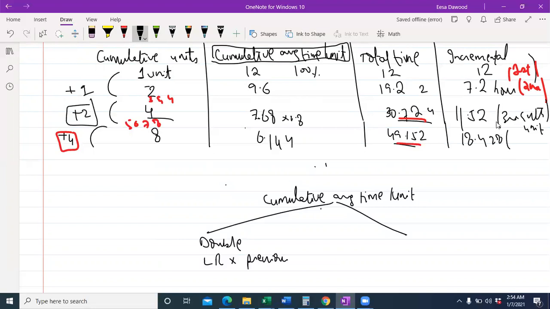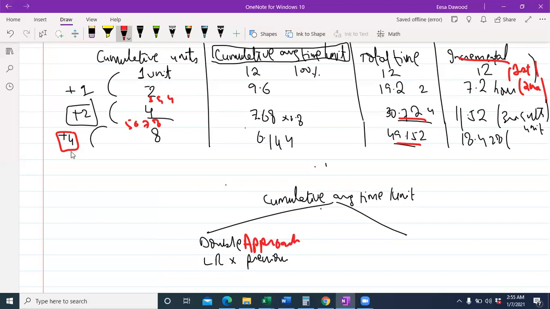18.428. This was for the third and fourth unit combined, and this is for 4 units combined time. It doesn't really tell me the time taken for the 5th unit, 6th unit, 7th unit, or 8th unit. There's a flaw in the double approach. It doesn't tell you the incremental time for 1 additional unit you're making.